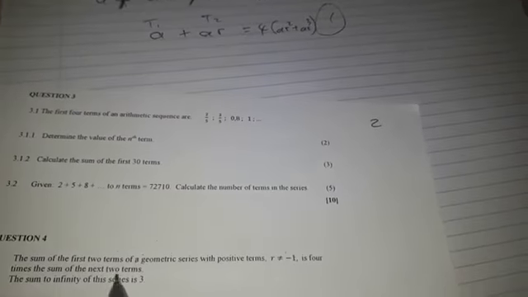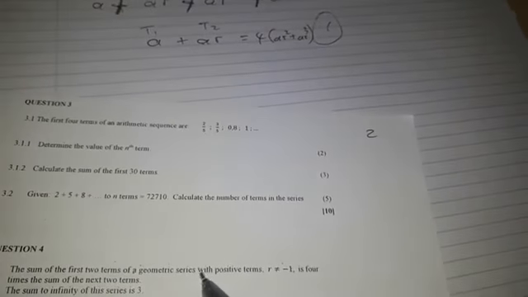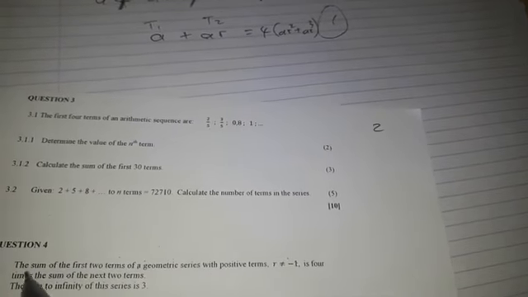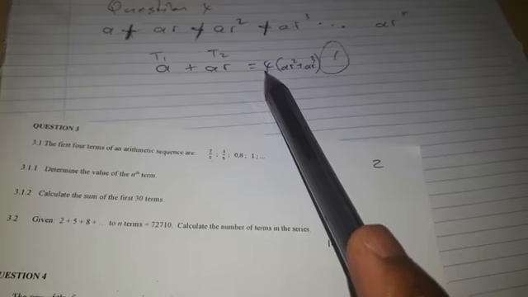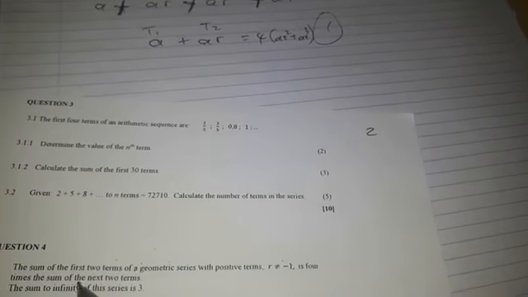Let's read that again. The sum of the first two terms of a geometric series is 4 times the sum of the next two terms, you see. So the first two, and then these are the next two. This is actually supposed to be a plus. So the first two is 4 times the next two terms.